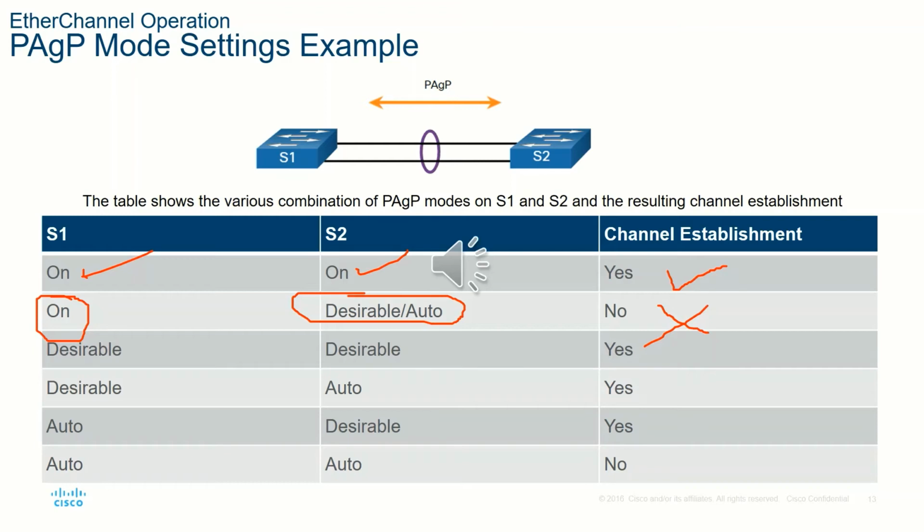We go to the third mode. In the third mode, we are going to configure desirable in switch 1 and desirable in switch 2.